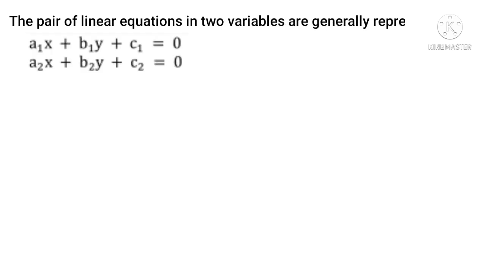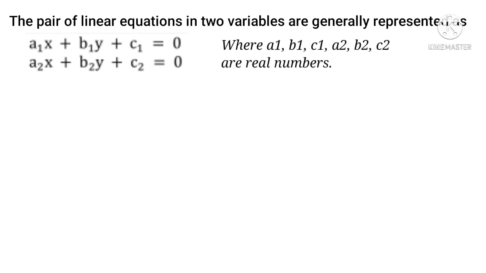The pair of linear equations in two variables are generally represented as a1x plus b1y plus c1 is equal to 0 and a2x plus b2y plus c2 is equal to 0, where the coefficients a1, b1, c1, a2, b2, c2 are constants which can be real numbers.